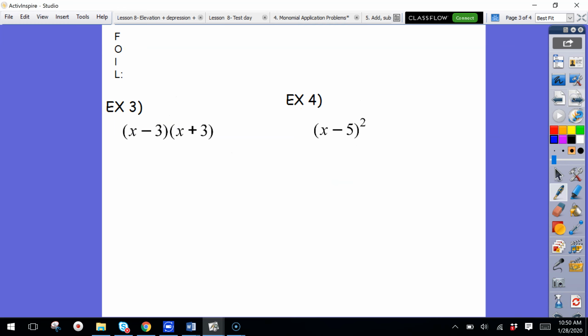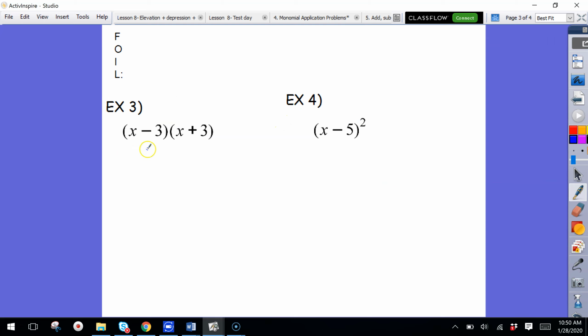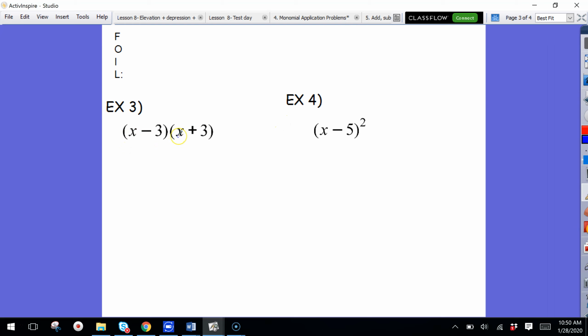Okay, so now let's go ahead and do FOIL for these. All right, so again, my first is going to be x times x, which is x squared. My outer in this case is 3x. My inner is negative 3x. So something really special happens when you combine your outer and your inner here. Basically, they cancel out, and so you're left with 0, so there is no middle term here. And then negative 3 times 3 is going to become a negative 9.